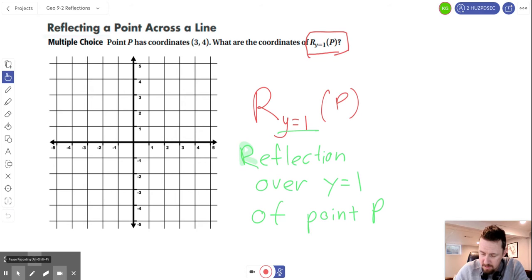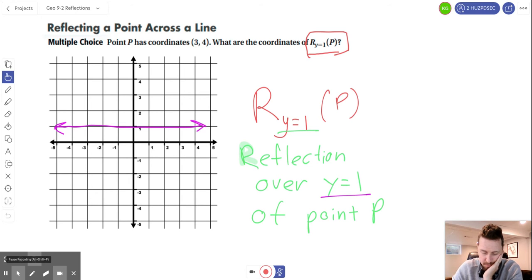Okay, so let's do this. The line y equals 1 is this horizontal line right here. We could put any equation there. We could put y equals 3x plus 7. We could put x equals 2. So we don't have to have a line that's horizontal. We could have a vertical line, or a diagonal line as well. But in this case, we have a nice horizontal line.